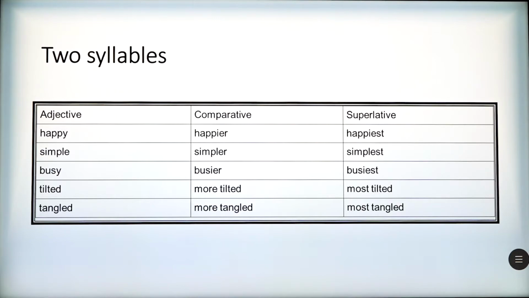Two syllables. Adjectives with two syllables can form the comparative either by adding er or by preceding the adjective with more. These adjectives form the superlative either by adding est or by preceding the adjective with most. We usually use the ending er or est for adjectives ending in y, and we replace the y with an i before adding the ending. We see examples here: happy, happier, happiest; simple, simpler, simplest; busy, busier, busiest; tilted, more tilted, the most tilted.